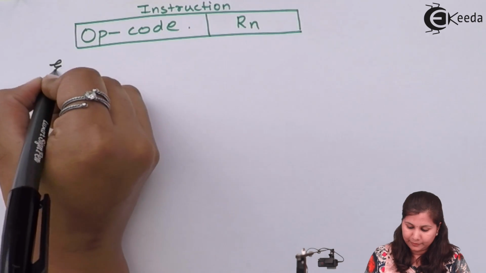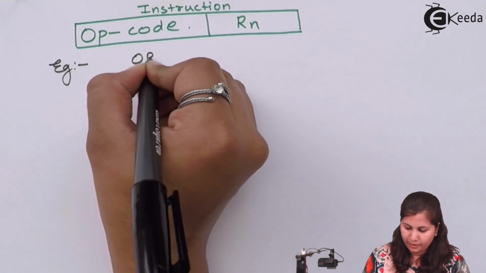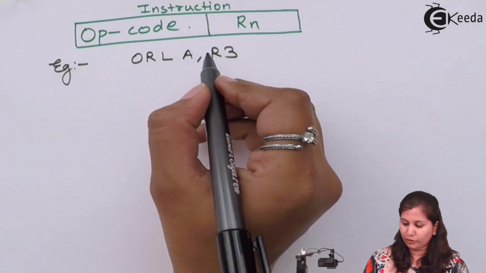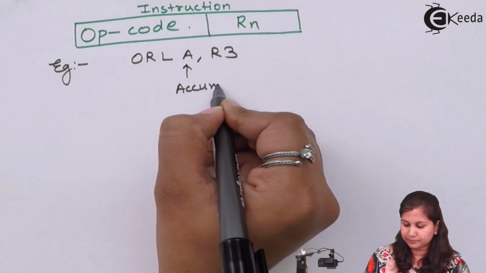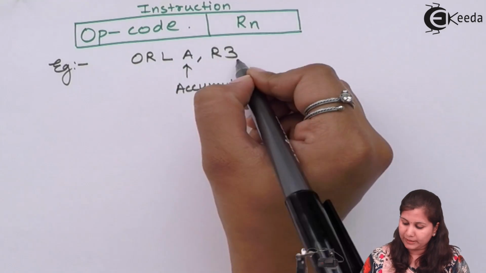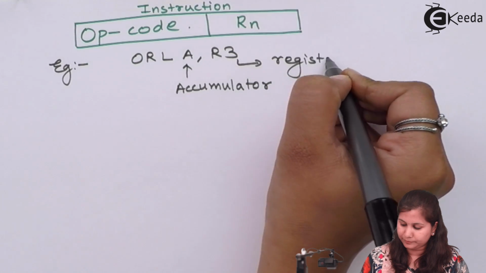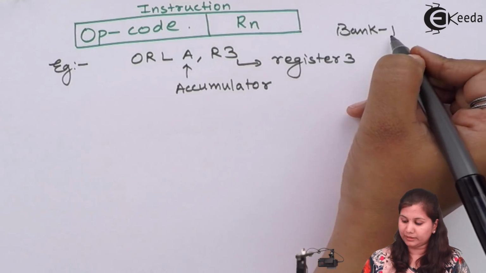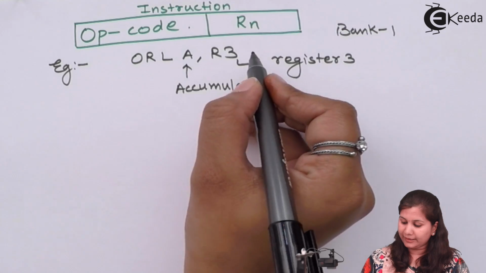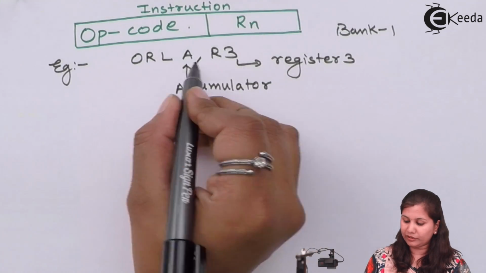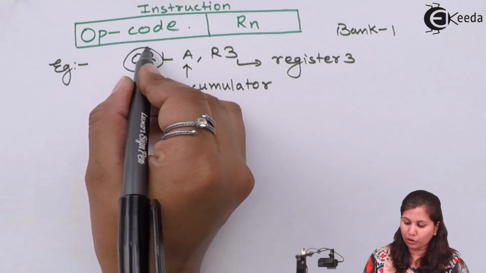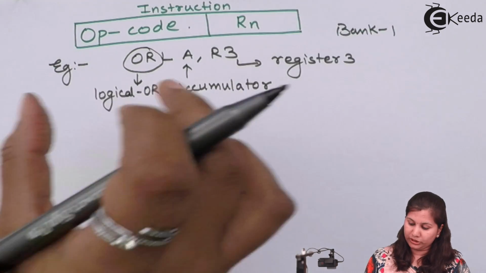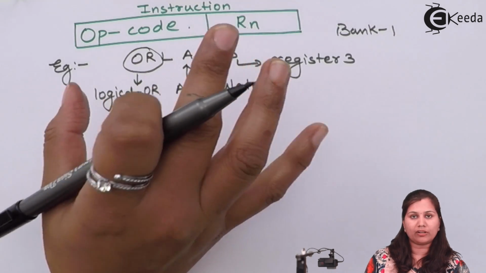If we take an example, ORL A, R3. One operand is the accumulator, and the second operand is register 3. Suppose bank 1 is selected. So register 3 of bank 1 will contain the data, and that data and the data in the accumulator will be logically ORed. ORL is for the logical OR operation. So this is an example of the register addressing mode.